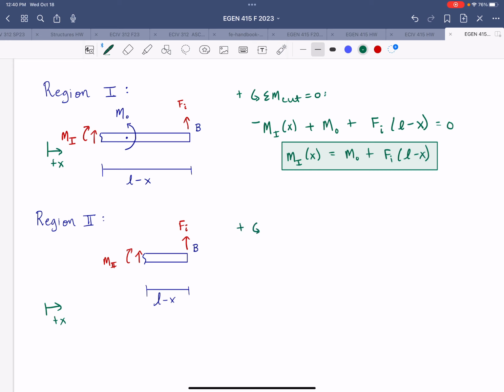So summing moments about the cut, we have negative moment in region 2 as a function of X plus fictitious force Fi times L minus X, moment arm, is equal to 0. So our expression for the moment in region 2 is the fake force times L minus X.